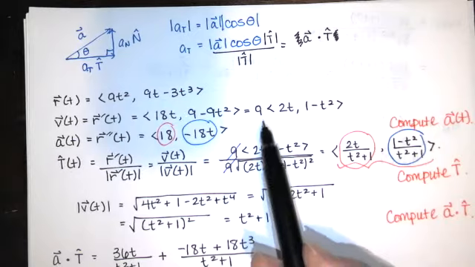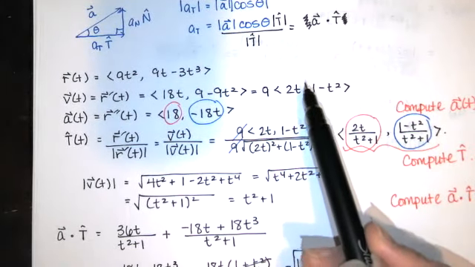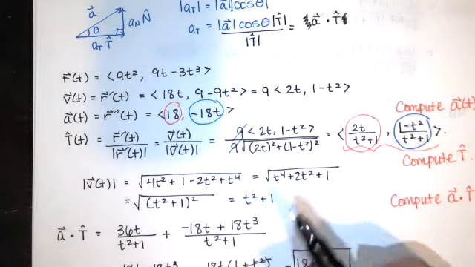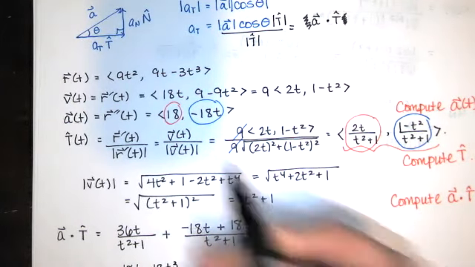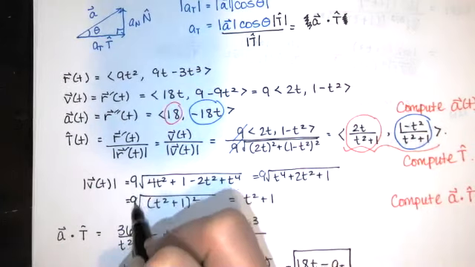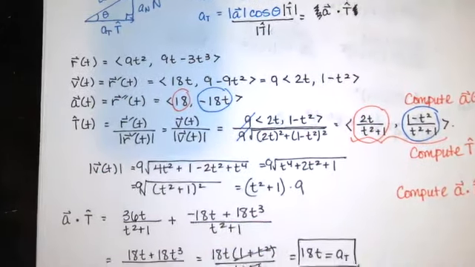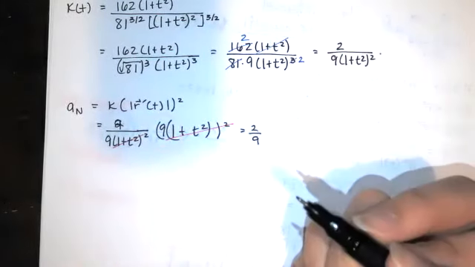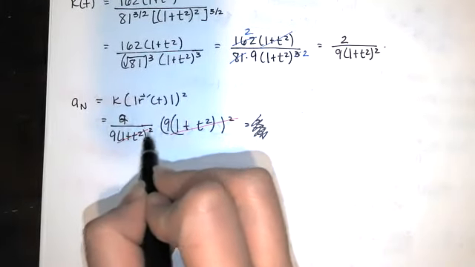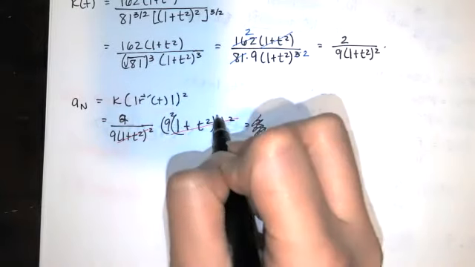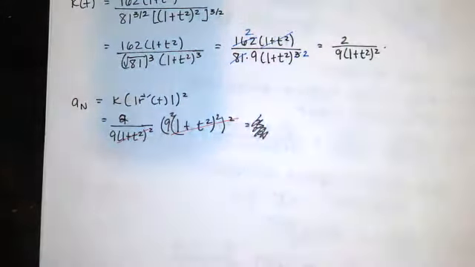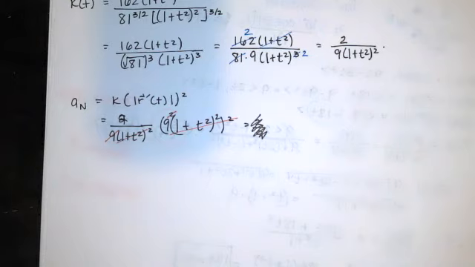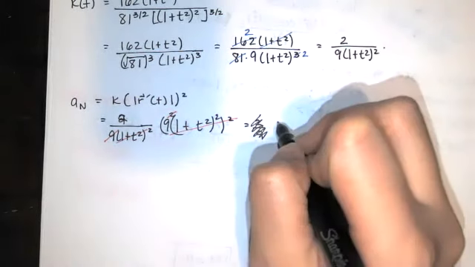Now remember, the speed was 9, or the velocity was 9 times this. So the magnitude of this is actually 9 times this. Sorry about that. So we should actually have a 9 here as well. So the 1 plus t squared quantity squared does simplify with this 1 plus t squared quantity squared. And this 9 simplifies with this 9, one of them, and a sub n is 18. It's not 2 over 9.